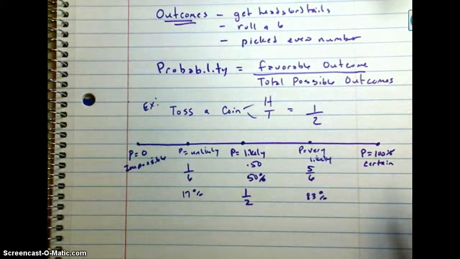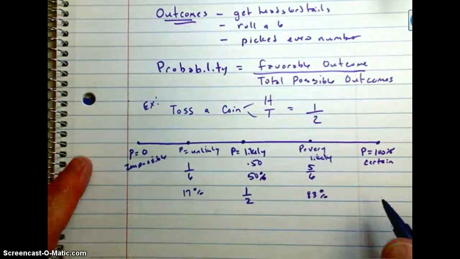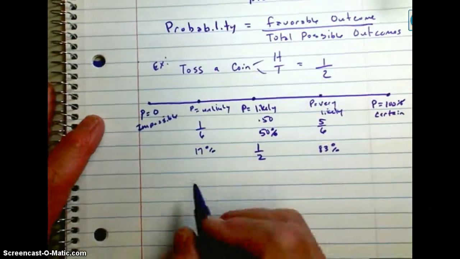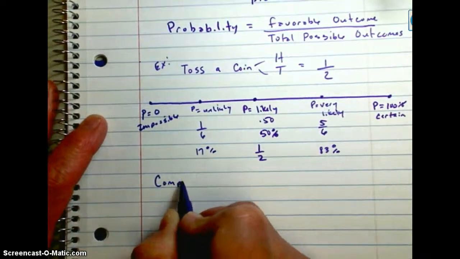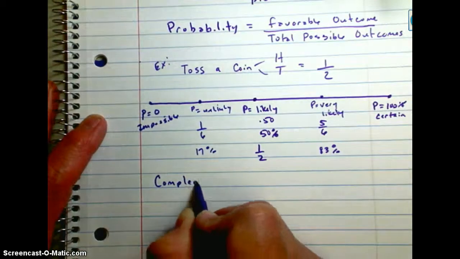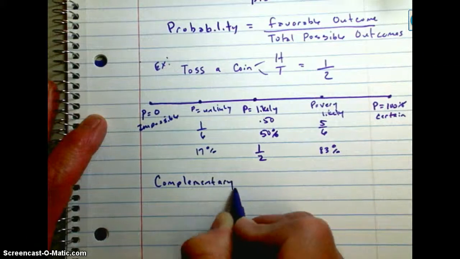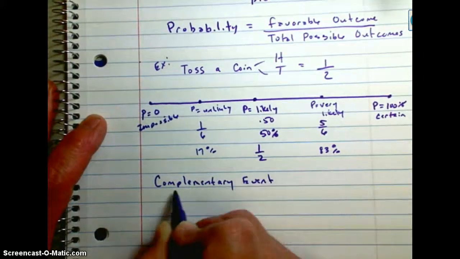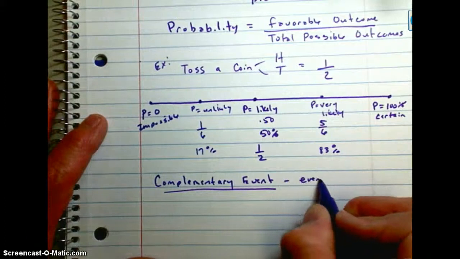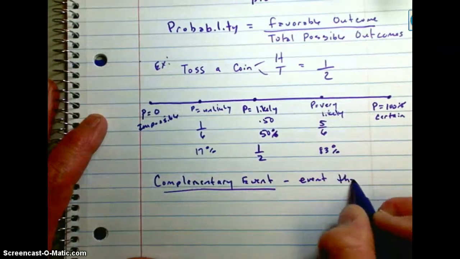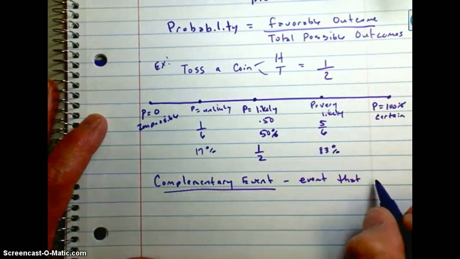Now, sometimes when we talk about probability, we talk about something called a complementary event. So let's write that down: complementary event. Now, a complementary event is an event that has nothing to do with the outcome.